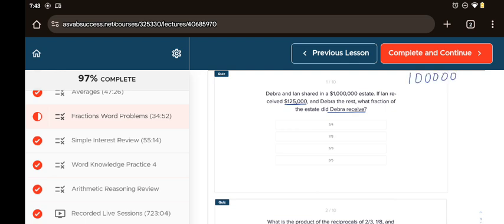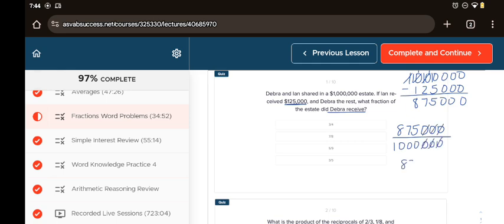So we do 1 million, 1, 2, 3 zeros, minus 125,000. Here, this one becomes 10, so that this one can become 10. So 10 minus 5 is 5, 9 minus 2 is 7, and 9 minus 1 is 8. Okay, so Deborah received 875,000. It's asking for the fraction that she received, so we put 875,000 over 1 million. We can eliminate the 3 zeros at the end, and we're left with 875 over 1,000.